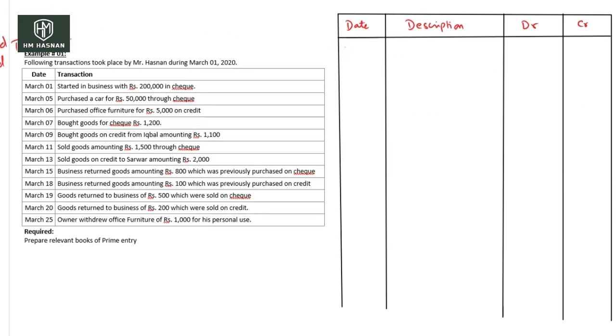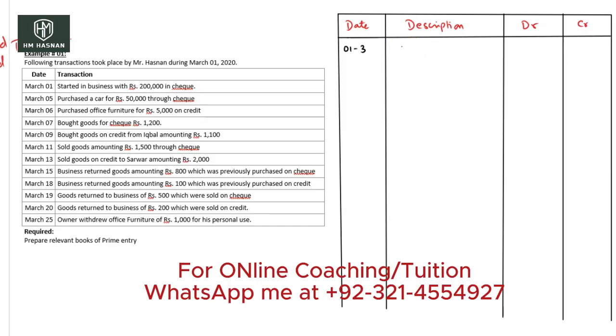1st March, a business started. Mr. Hasnan started business with rupees 2 lakh in check. So what will be the entry of this transaction? That is the bank debit, because check is involved. Bank debit and capital is credit by 2 lakh. This is the first entry.